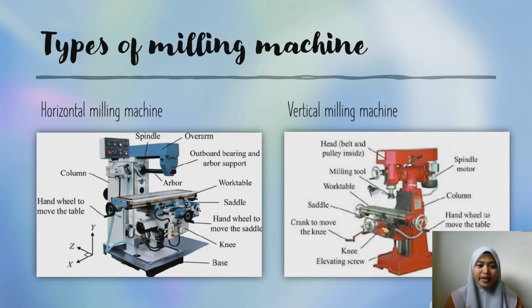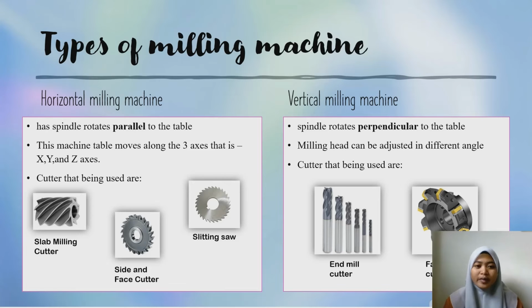These are the types of milling machine, the horizontal milling machine and the vertical milling machine. Let's see what the difference is between these two milling machines. The horizontal milling machine has a spindle that rotates parallel to the table. The machine table moves along the three axes, that is X, Y, and Z. Cutters used are the slab milling cutter, the side and face cutter, and the slitting saw.